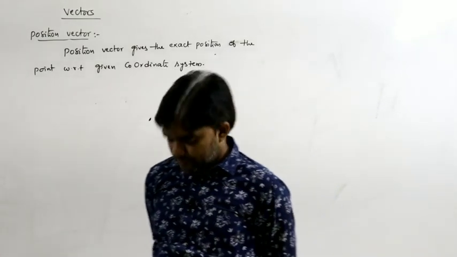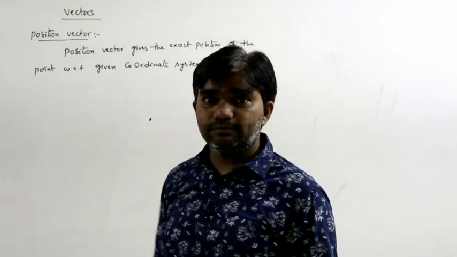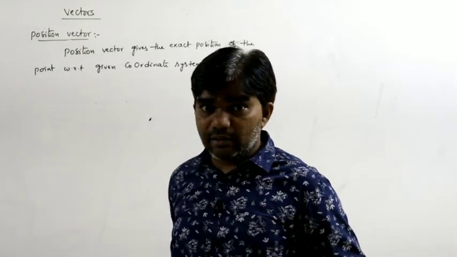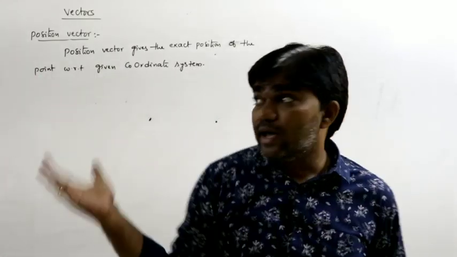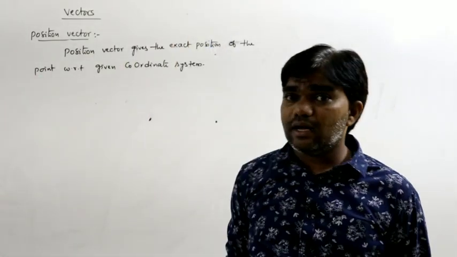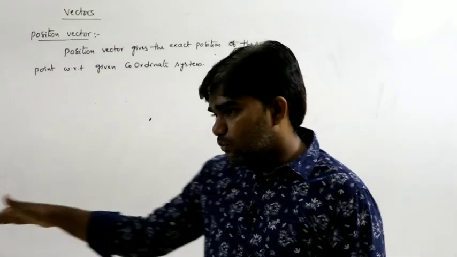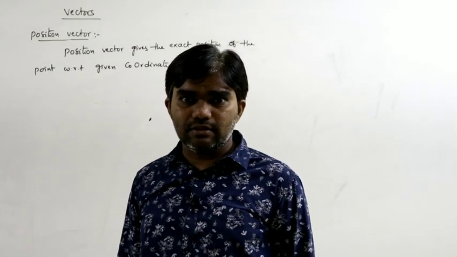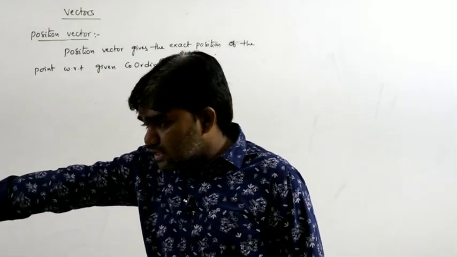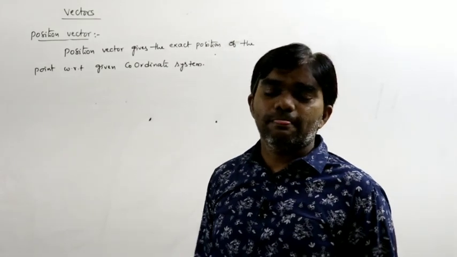For example, I am standing here. This is a room of 3 dimensions. Let us say this is along the x axis and that is along the y axis, and upward is considered as the z axis. X, y and z. I am standing here like this, and the corner is considered as the origin.